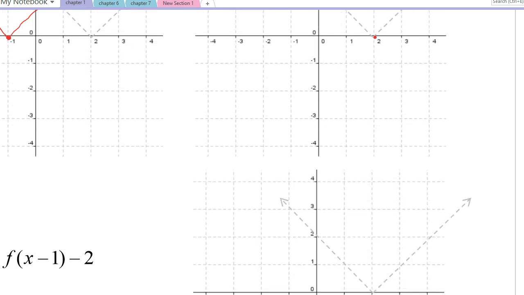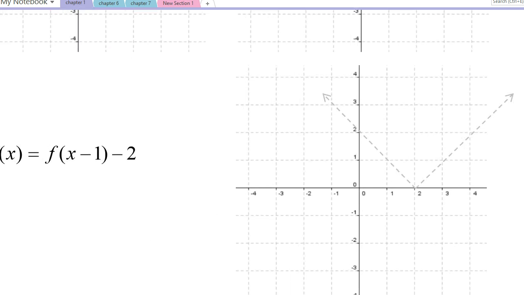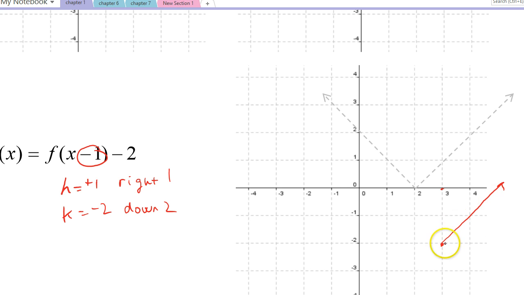Okay, so now we're doing two things at once. I'm going to have an h value. Remember, it's the opposite of this, so h value is equal to plus 1, and my k value is equal to negative 2. So the two things I want to do is I want to go down 2 because of my k value. I want to go right 1 because of my h value. So I will start from here. I'm going to go right 1 and down 2. So that's where I'm going to start, and then I'll draw our shape.